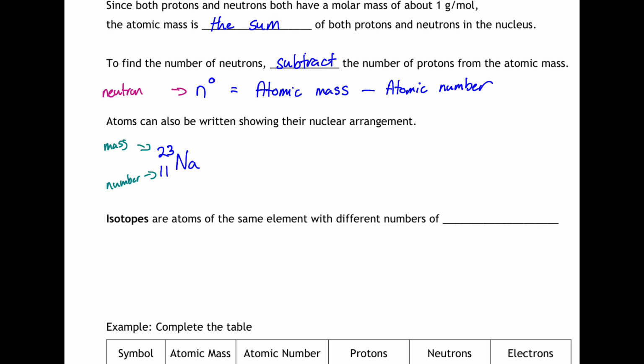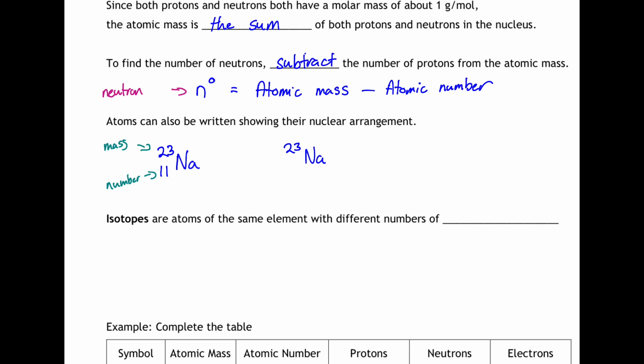So, quick math on sodium. How many neutrons does a sodium have? No, 12. It's 12. 23 minus 11 is 12. We can also write it this way, with just the 23, skipping the 11 part.